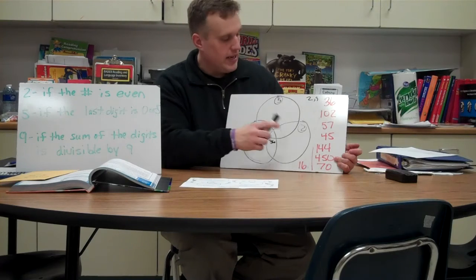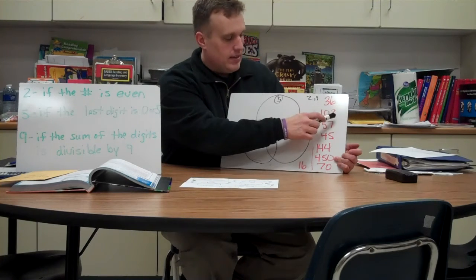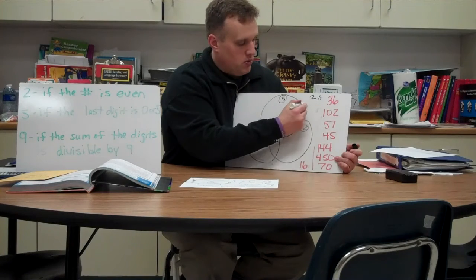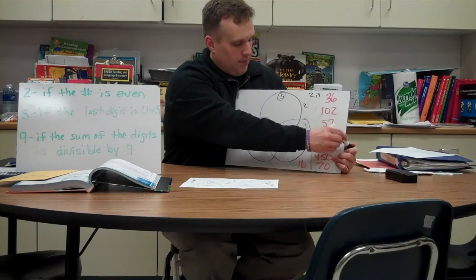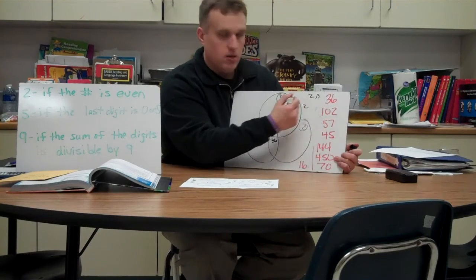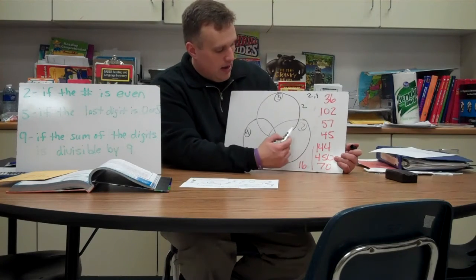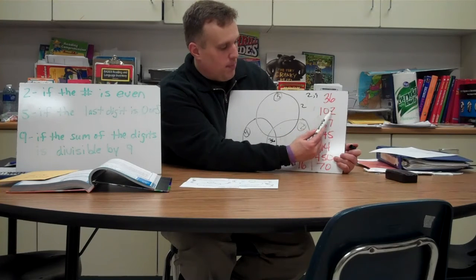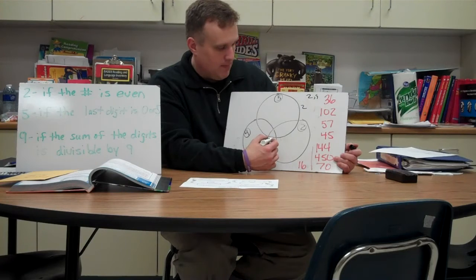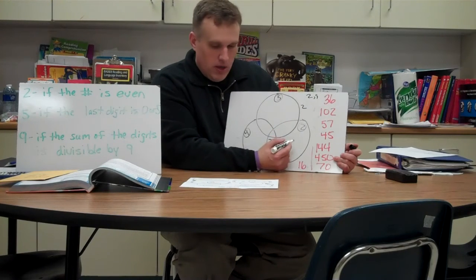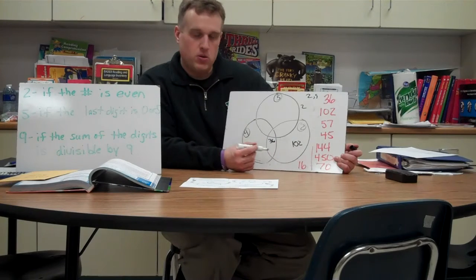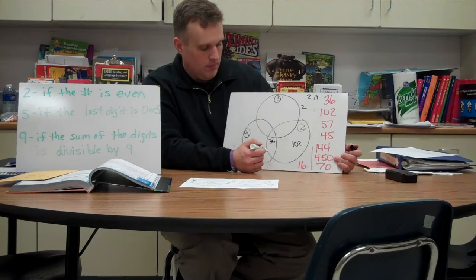Now let's look at number 102. First thing I ask myself, starting with my 2s: does it end with a 0, 2, 4, 6, or 8? It ends with a 2, so I know it is divisible by 2. For 5, does it end with a 0 or 5? No, it does not, so it's not divisible by 5. If I add these together, 1 plus 2, that gives me 3. That is not divisible by 9. So 102 is only divisible by 2, so it would go in this area right here. Okay?